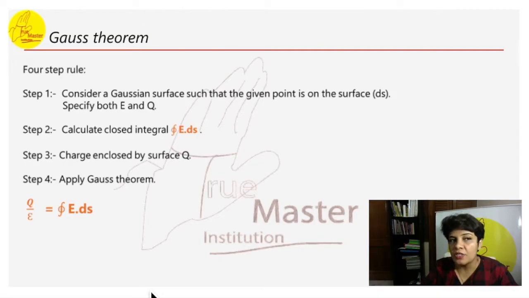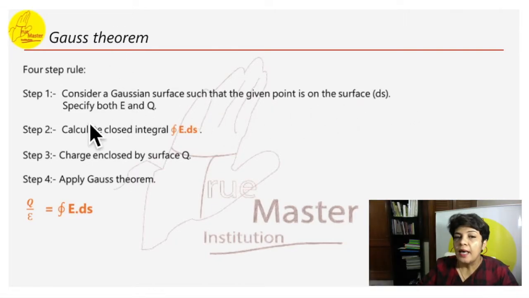For applying Gauss theorem, in the coming applications for a point charge, for line charge, for spherical, for the shell, we will be using these 4 steps continuously. So let me explain these 4 steps that we are going to use for the application. We will use these 4 steps all the time to calculate electric field. Step 1. To calculate the electric field at a point, we must consider hypothetically a Gaussian surface such that the given point is on the surface.